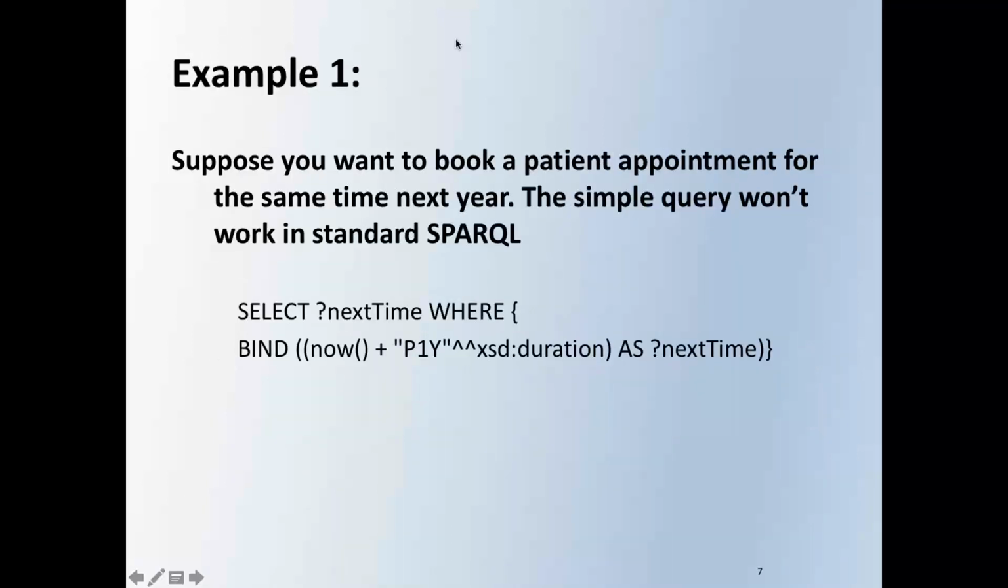So let's do a couple of just straightforward examples. Suppose you want to book a patient appointment for the same time next year. So a simple query that, it'd be great if this just worked, is say select next time, where next time is now plus 1 year. But this will not work in standard SPARQL. This is trying to add a duration that's not supported in the SPARQL standard.